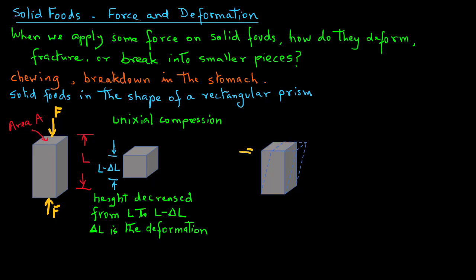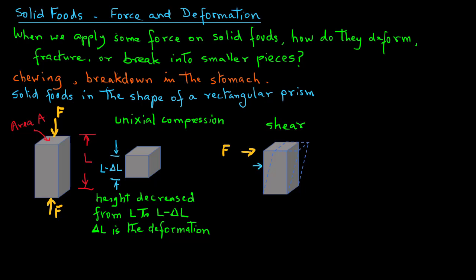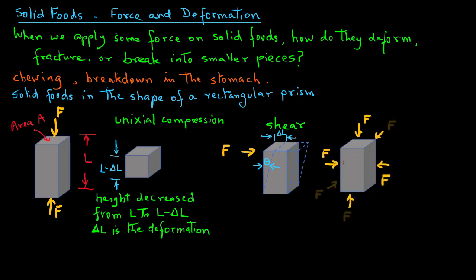We can also apply force in a tangential manner. In this case, the bottom face of the prism is attached, so it doesn't move. Because of the application of this shear force on the top, the side face gets deflected by angle theta, and the deformation then is delta L. We can also take a solid prism and apply force from all sides of that prism, and if we do that, the entire solid decreases in size, and we call this bulk compression.